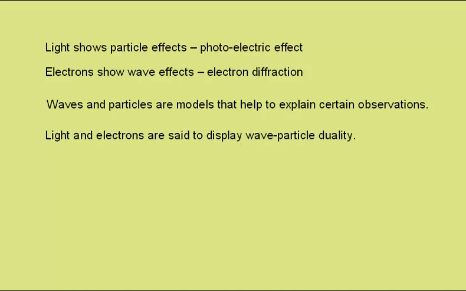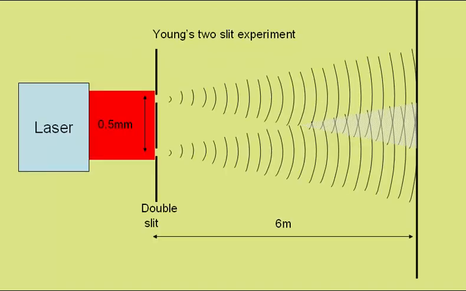Light and electrons are said to display wave-particle duality, with some of their features being best described as a wave, some best described as particles. They can often seem to travel as waves and arrive as lumps or particles. Now to look at a couple of examples.